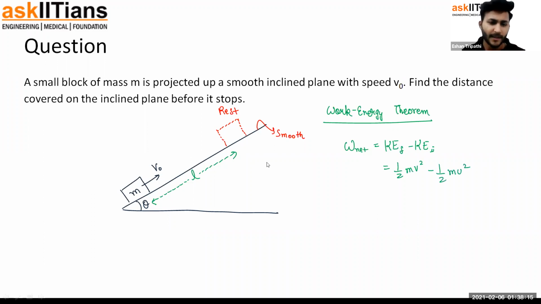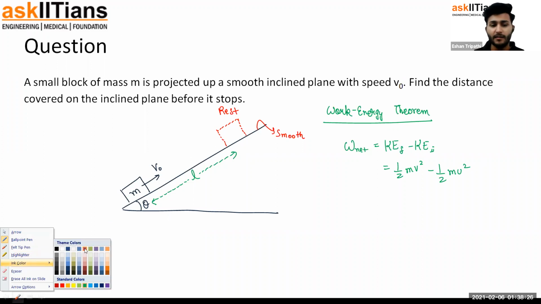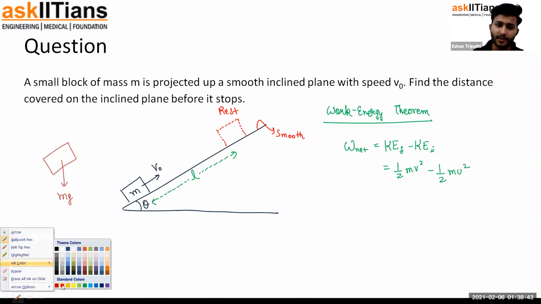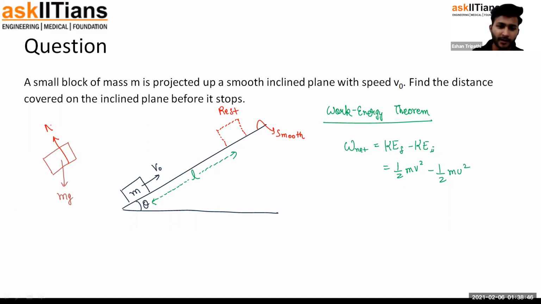Now let's see. The main problem is finding out the net work done on this body when it has displaced by distance L over the inclined plane. See, we know mg force is acting downwards. Any other force acting on it? Yeah, one more force is acting, which is the normal reaction, perpendicular to the inclined plane like this.